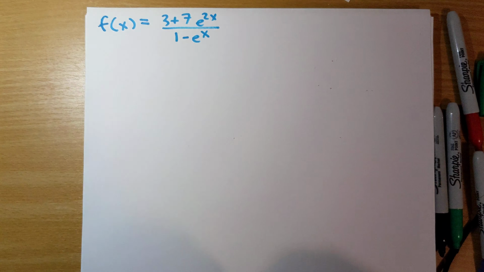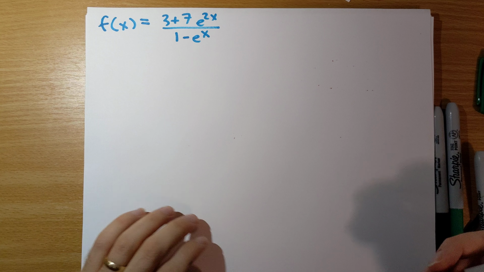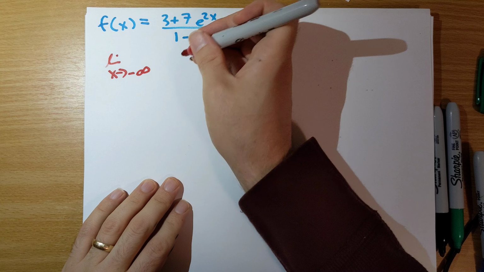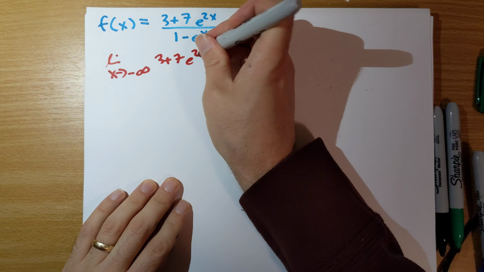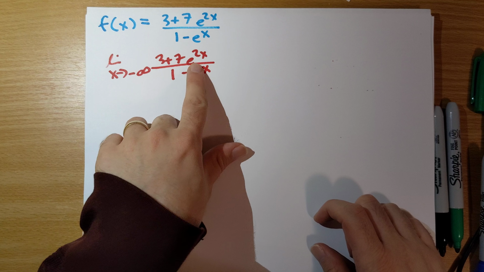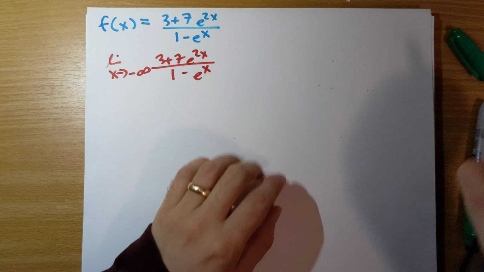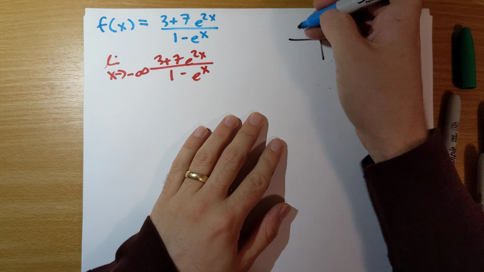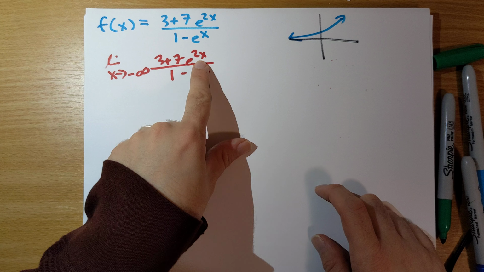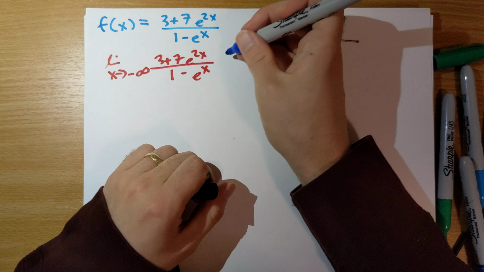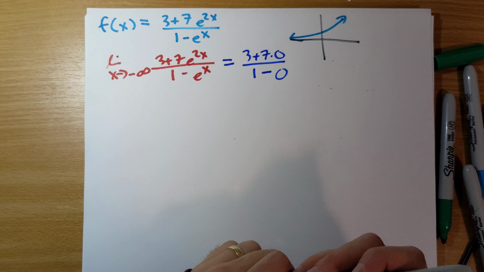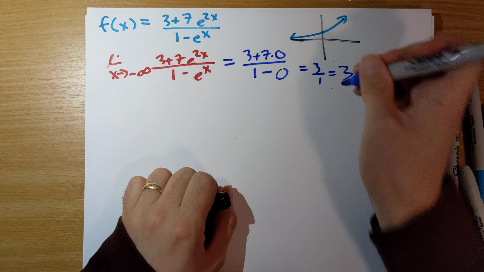On number 34, this is our f of x. We need to calculate three limits. First is the limit as x goes to negative infinity of (3 plus 7e to the 2x) over (1 minus e to the x). As x goes to negative infinity, e to the x goes to 0. Remember, this is what e to the x looks like here. e to the x goes to 0, e to the 2x goes to 0. And so this just goes to 3 plus 7 times 0 over 1 minus 0, which is 3 over 1, which is 3.